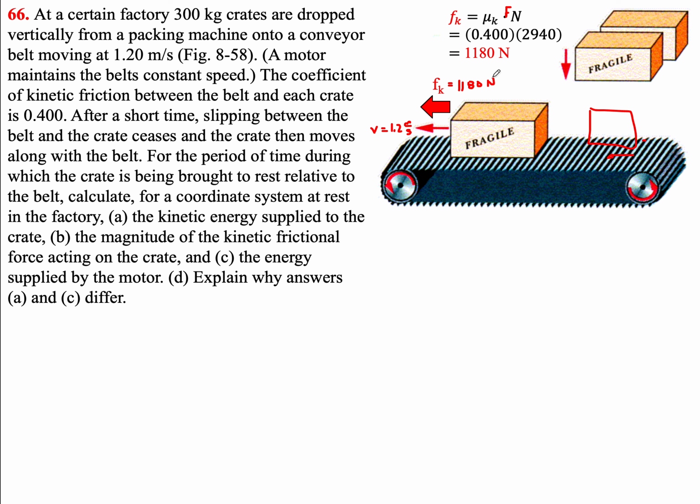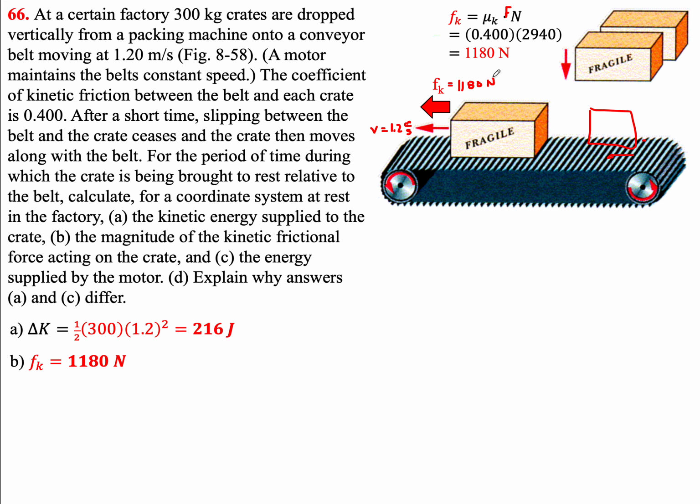So first of all, let's say answer A, the kinetic energy supplied to the crate. Eventually, the crate's going to be moving at 1.2 meters per second. So how much kinetic energy is the crate going to gain? The answer is 216 joules. We've already solved B, the frictional force acting on the crate, about 1180 newtons. But C, the energy supplied by the motor, is where the tricky part of this one comes in.